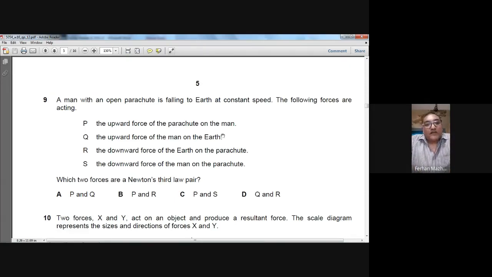Newton's third law pair is always those two forces which are acting on different objects, equal in magnitude, opposite in direction. For example, if the parachute is applying force on the man, the man should be applying force on the parachute. This pair is given here. You see P, the upward force of the parachute on the man, and S is the downward force of the man on the parachute. So P and S is a Newton's pair. So question number 9, C is the option.